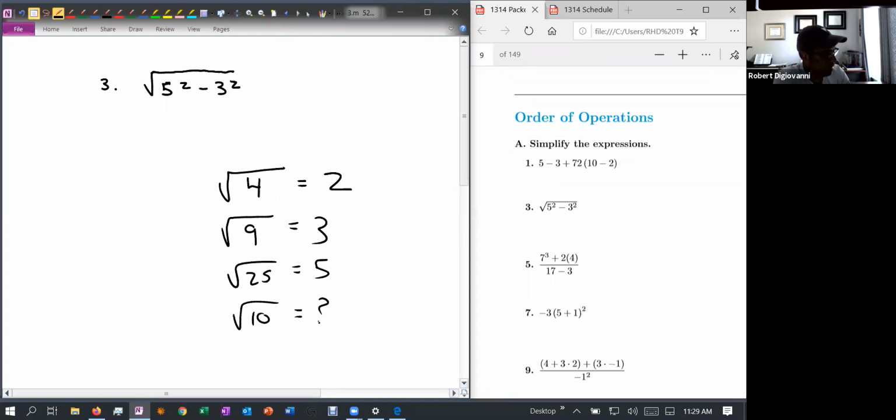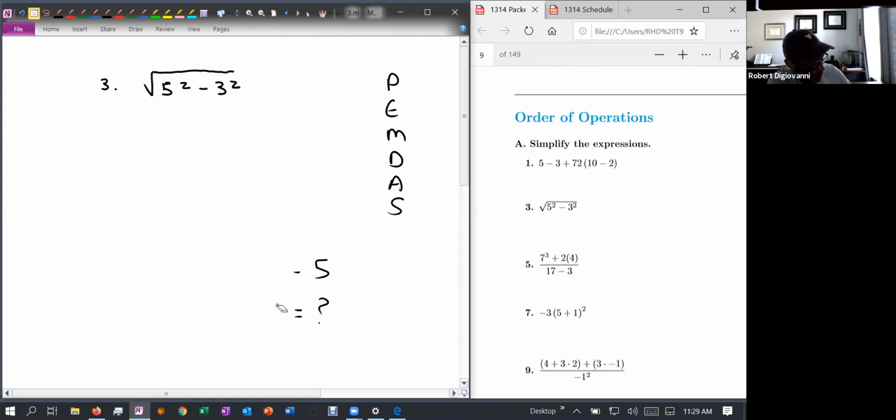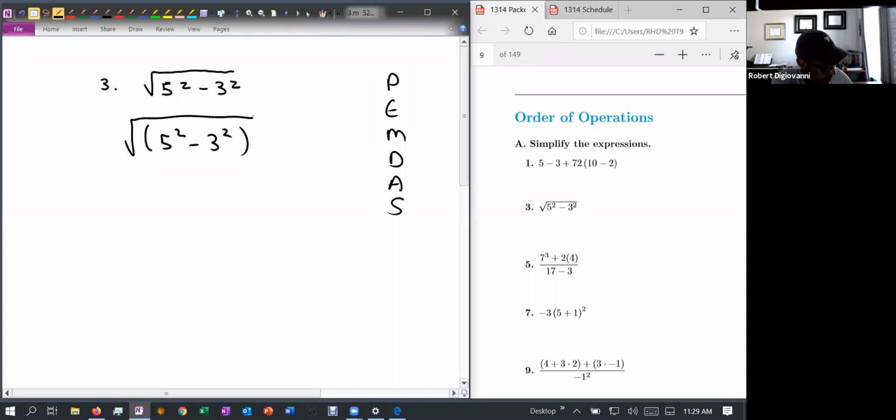But what's important to understand here is that when it comes to order of operations, the square root acts like a parentheses. So you've got to do everything inside the square root first. You could imagine that it's really like 5 squared minus 3 squared and then the square root. So you do what's in those parentheses first. When we're in this parentheses, we have 2 things that have exponents, don't we? We have 5 squared and we have 3 squared.